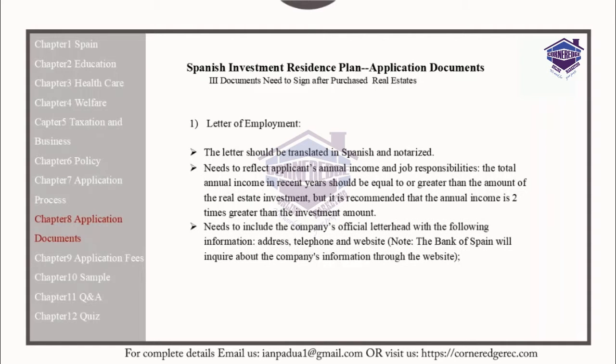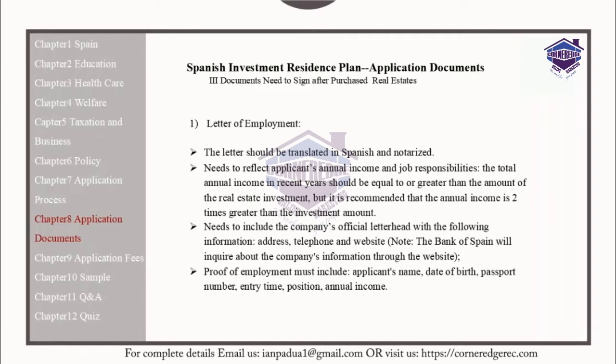It must also include the company's official letterhead with the following information: the address, telephone, and website. Please note that the Bank of Spain will inquire about the company's information through their website. Proof of employment must also include the applicant's name, date of birth, passport number, entry time, position, and annual income.